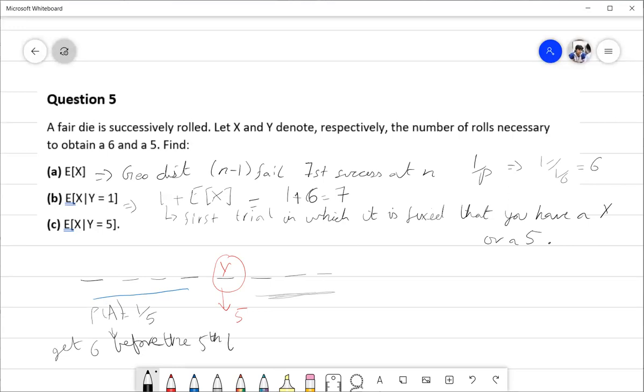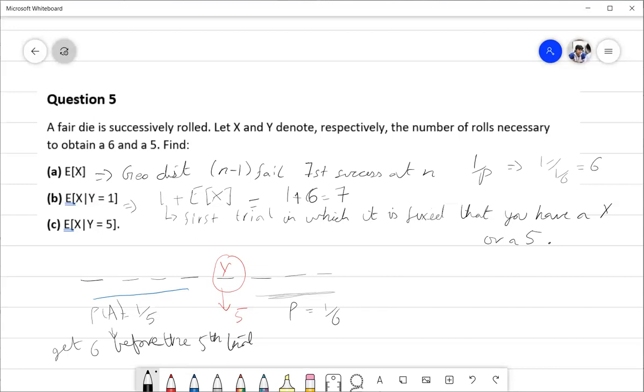Now, after the 5th trial, मुझे पता है इसकी तो 5 value fixed है. अब बाकी cases में क्या होगा? इसमें तो फिर वापस से 5 आ जाए, I don't care. So again, for me to get a 6, the probability will again be 1/6. Now, how do I denote this in terms of an expectation?